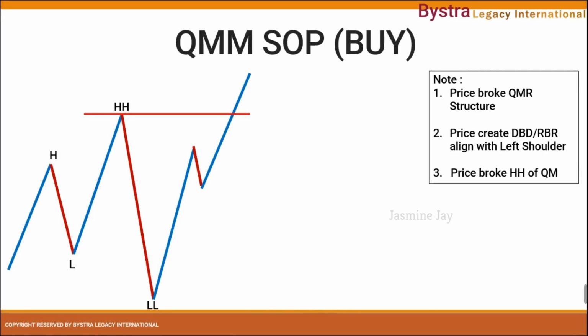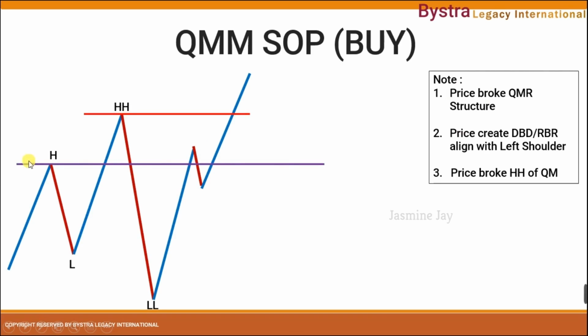Now let's look at the QM manipulation SOP for a buy setup. The same goes for the structure. They have a high, low, higher high, lower low. Now price has broken the QMR structure and it has created an entry point for us, which is the rally base rally for the buy setup. At the same time, price has broken the higher high of the QM head. Therefore, with these three, we can see that this is a potential QM manipulation for a buy setup.